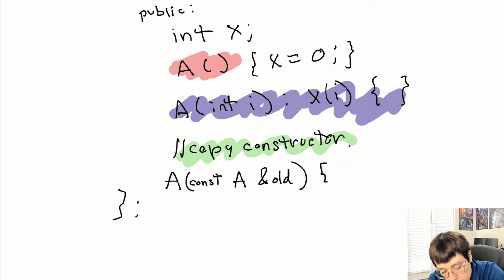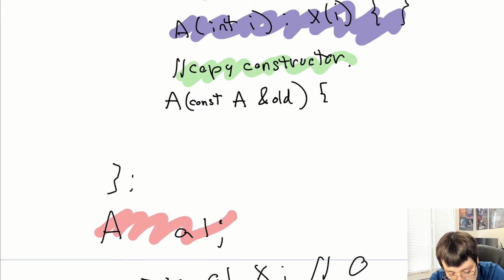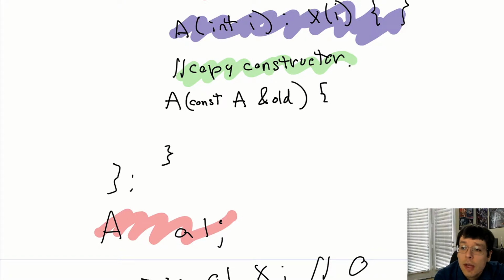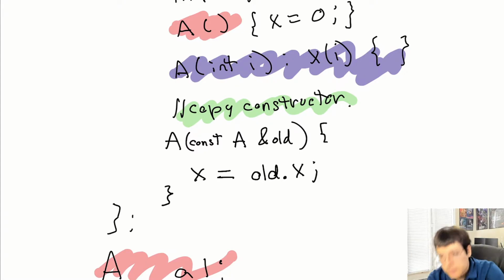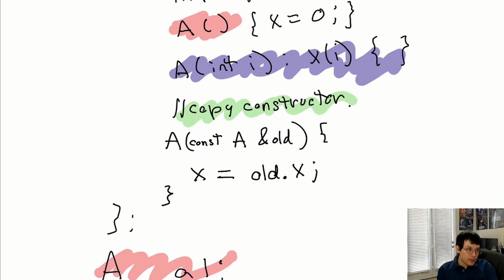So now, what do you put inside of this constructor? Well, you can actually put whatever you want. But the idea is you want to do a member-wise copy. In this case, there's only really one member, which is x. So you take x here, which is the x from this new object you're making, and you assign to it the x from the old object that you have, which I conveniently called old. Something like that. Okay?